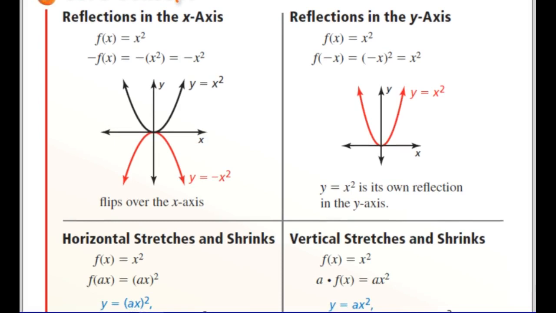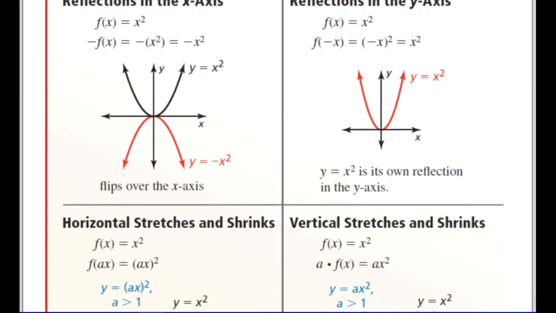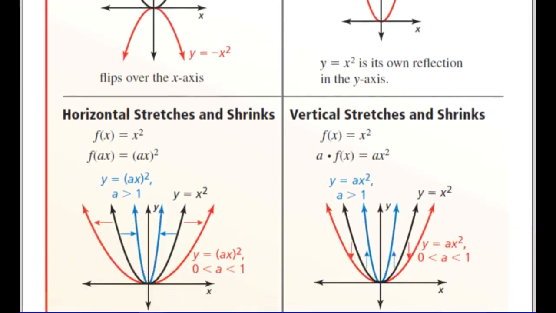We can have some reflections. If I have a negative f of x, so my negative is out front of the parentheses, I'm going to be reflecting over the x-axis. If I have a negative inside my parentheses, I'm going to be reflecting across the y-axis. So it's important to keep in mind the differences between inside the parentheses and outside the parentheses.